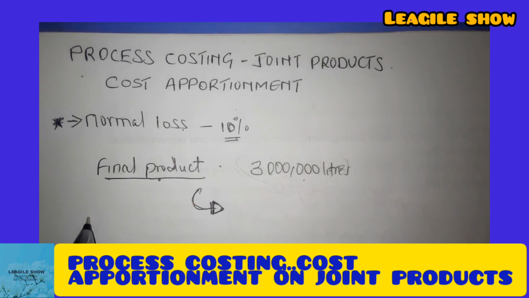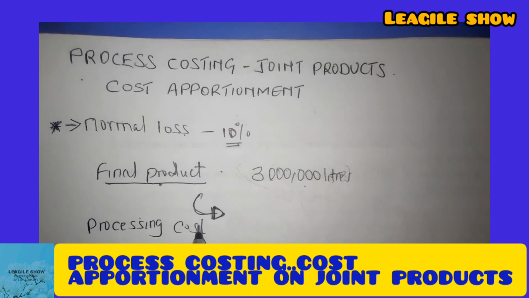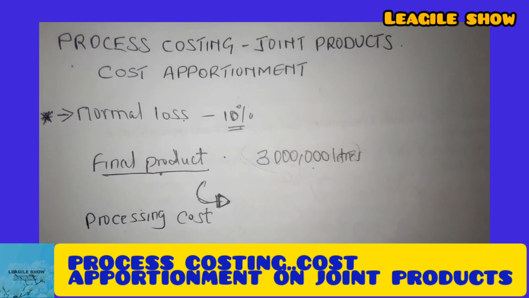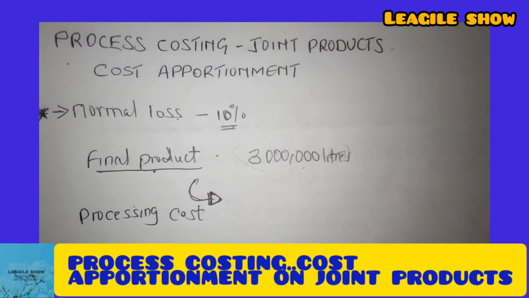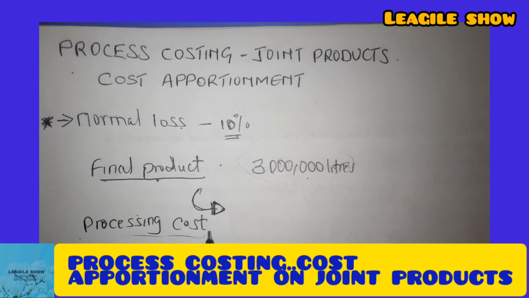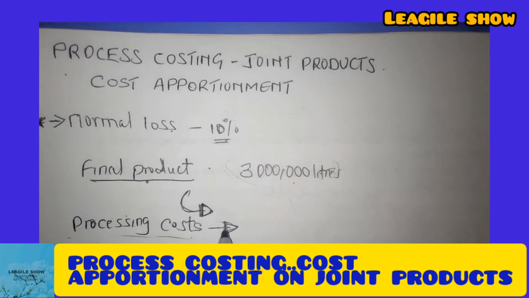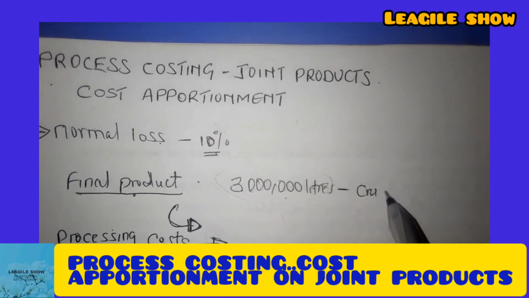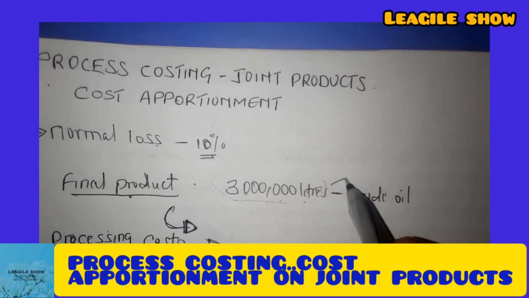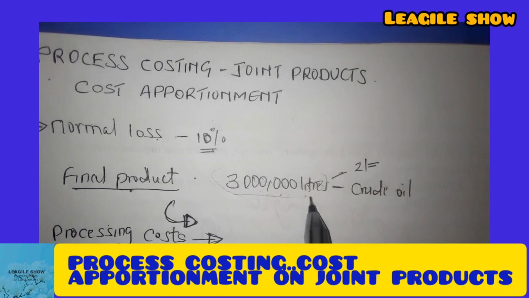Then again, what you need to check on while handling this question is if there is some processing cost. If in the question you are told, maybe, to calculate the profit, or to apportion cost based on those three known methods, and in the question you see there are some processing costs, remember, this will have an effect somewhere. Checking on the cost of, for example, the crude oil which is to be refined, if the cost of this crude oil was, for example, 2 shillings per liter, then the cost of crude oil will be those liters times 2.